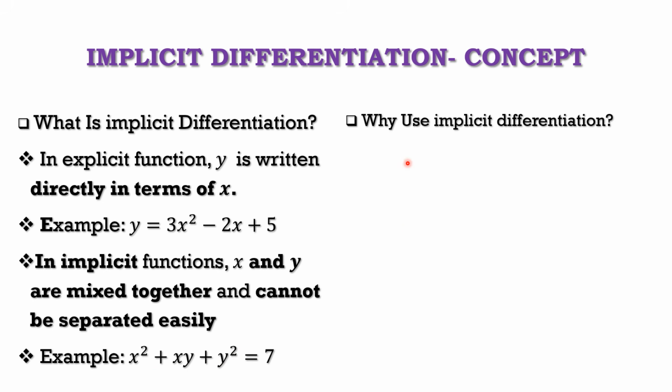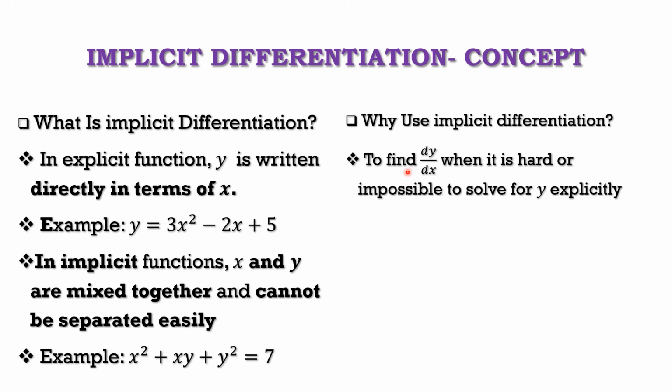Why do we have to differentiate implicit expressions or functions? So why use implicit differentiation? To find dy/dx when it is hard or impossible to solve for y explicitly. So we differentiate implicit functions to find our dy/dx if y becomes difficult to make the subject or to solve explicitly.